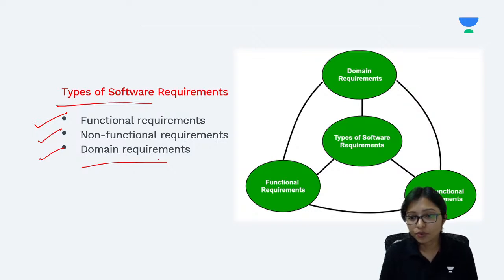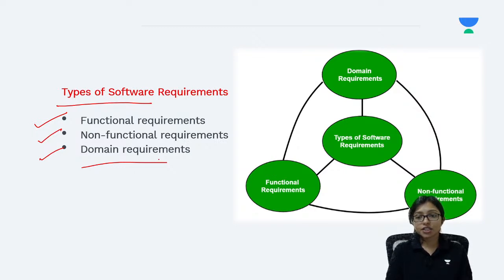Calculation, data manipulation, coding, software development, behavior, number of loops, lines of code. Yes, these are functionality related. That is functional. And non-functional, what are the non-functional requirements, and what are the domain requirements?